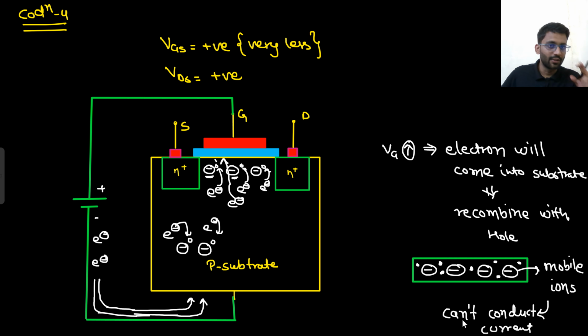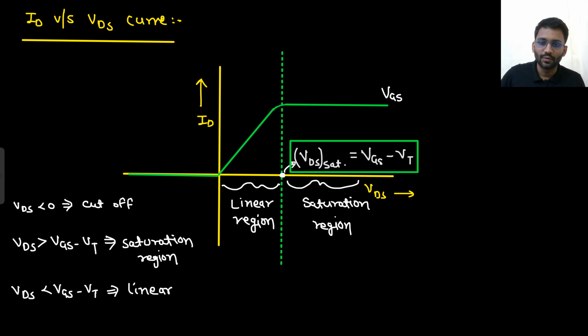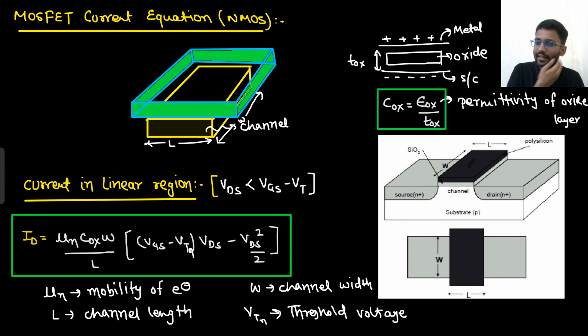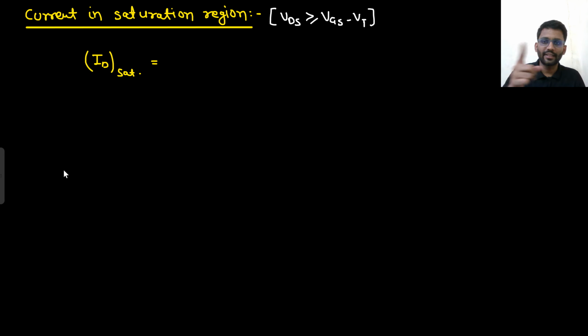In case of NMOS, the node which is at higher potential is drain, and the node at lower potential is source. So we have written the current expression for linear region. We have to write the current expression for saturation region as well, that we will write. But before that, let's write a note.